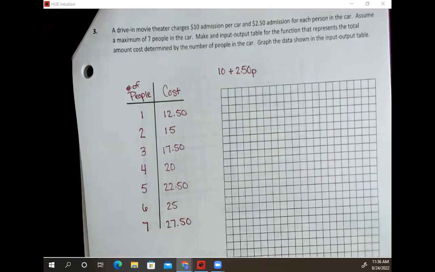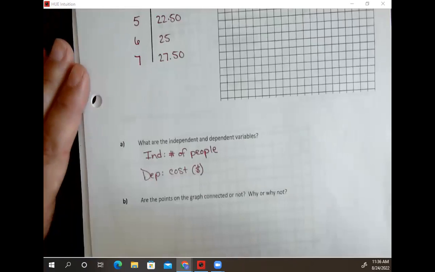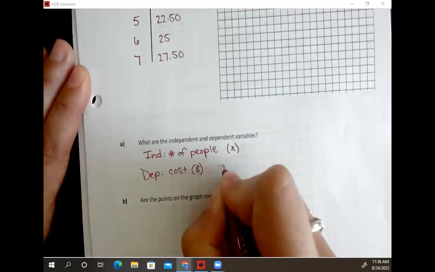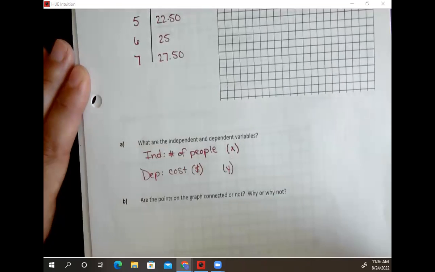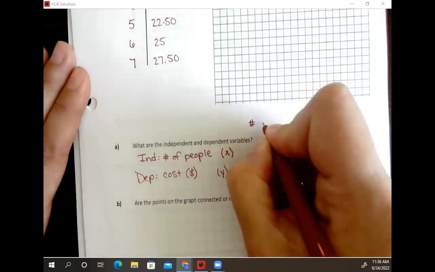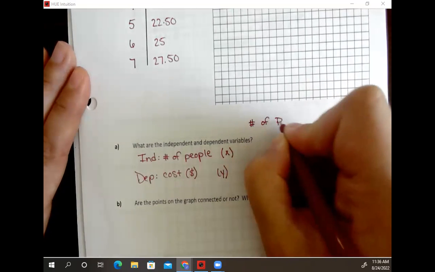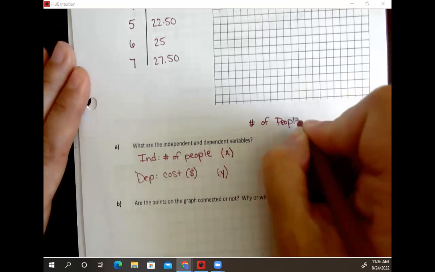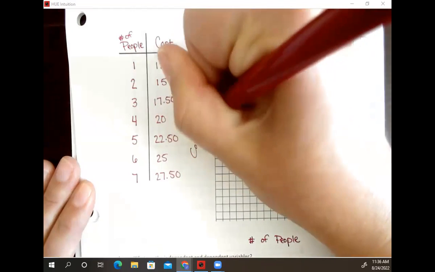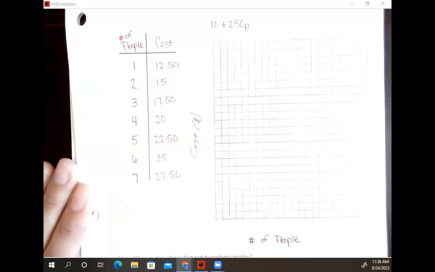Okay, so I've got my table. We know which is the independent and which is the dependent. Remember, independent is always our X and the dependent is going to be our Y. So as I'm looking at setting up my graph, I know number of people is going to go on the X-axis. And then my cost, which will be in dollars, goes on the Y.